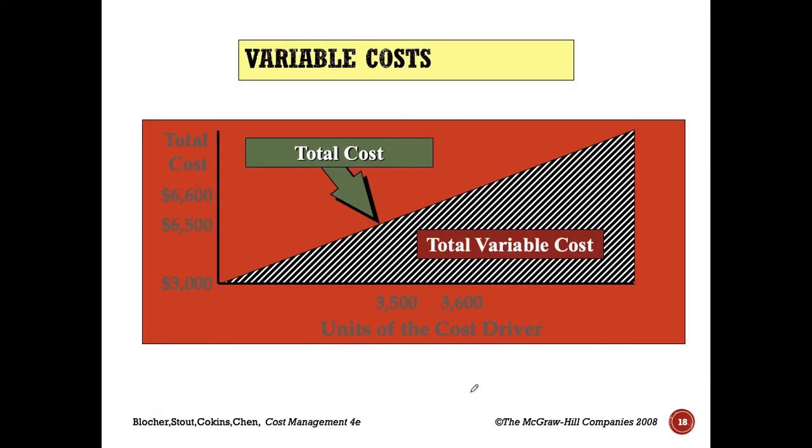And this one is variable cost. Variable cost is the change in total cost associated with each change in the quantity of the cost driver. In this one, the number of units is increased, so the total cost is also increased. It's called variable cost.